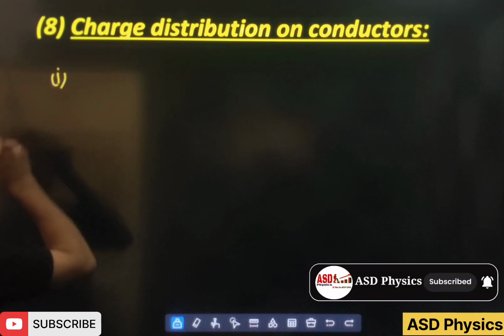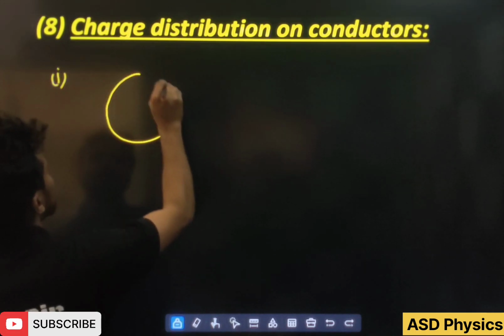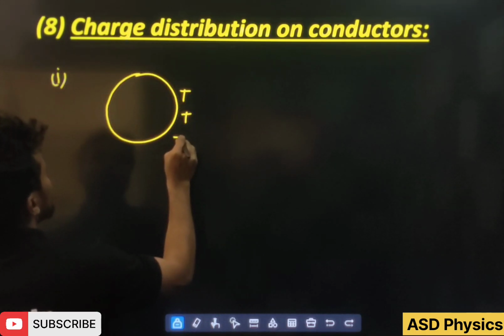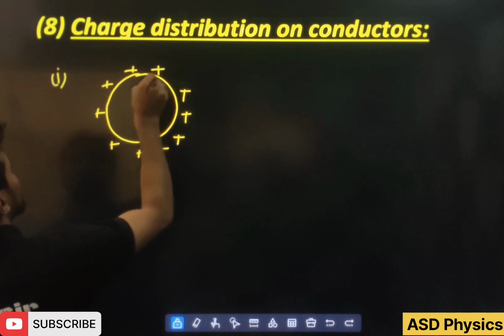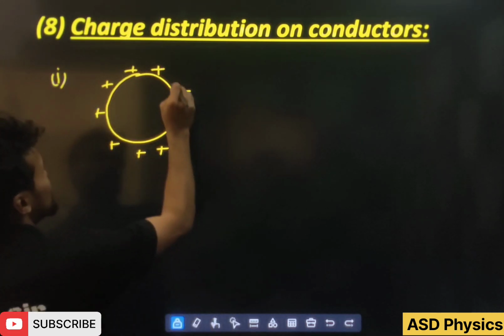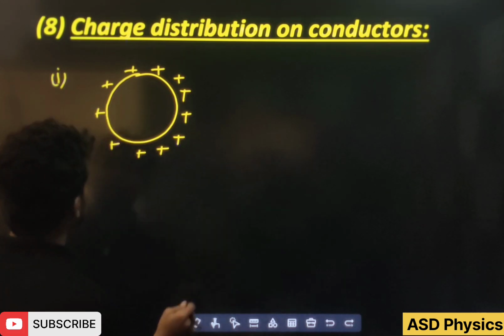The charge distribution on the surface of a conductor. Let's take, for example, one conductor like this. Where will the charge be? The charge will always be on the surface. Even if the conductor is solid or hollow, it does not matter, it is always on the surface.